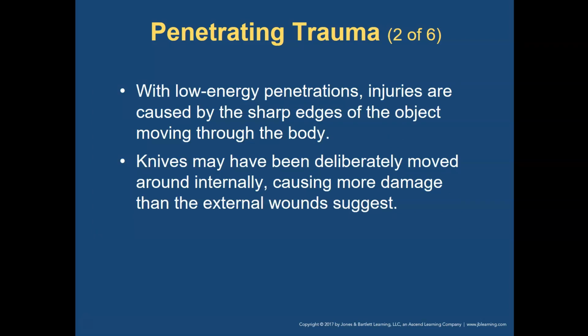Now, with low energy penetrations, injuries are caused by the sharp edges of the object moving through the body, and therefore close to the object's path. So things that are close to the object's path is what we're concerned about. Knives may have been deliberately moved around internally, causing more damage than the external wound suggests. Sometimes when people stick one of these in somebody, there may be some movement trying to get to other organs. There's a lot of fairly violent people out there. So we know that there could be a lot more damage than what we see.